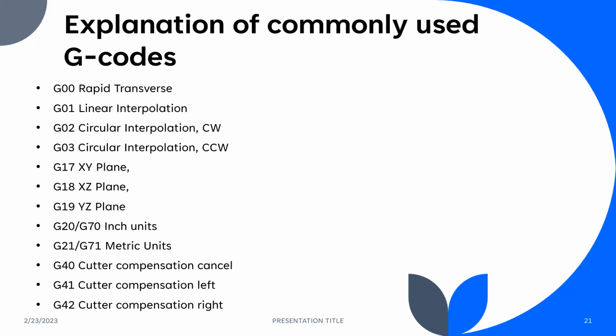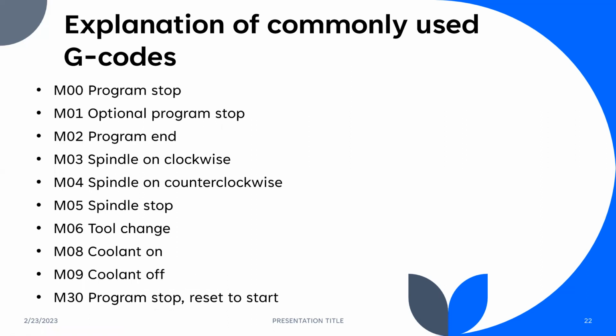G00 means rapid travel, G01 means linear travel, G02 means circular interpolation clockwise, G03 means circular interpolation anti-clockwise, like that. These are the important G codes. Also G21 is metric unit on, G71 is metric unit off. And next to that, G40 is cutter compensation cancel. This one is also an important G code. During your class, I will explain all the G codes and M codes.